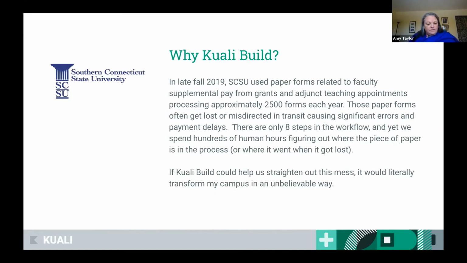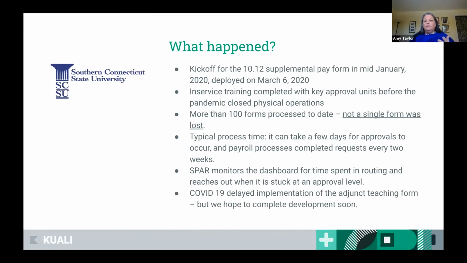So the next question is, what happened? Well, we applied for an opportunity or contest that Kuali had, where we applied to be one form developed and deployed, and we were selected for that contest. Our kickoff was in mid-January, and like I said, we deployed that form on March 6th. We did in-service training with the key approval units before the pandemic closed all of our physical operations.